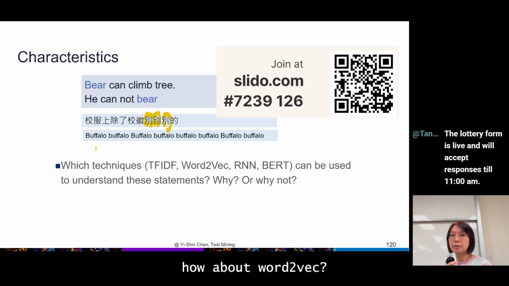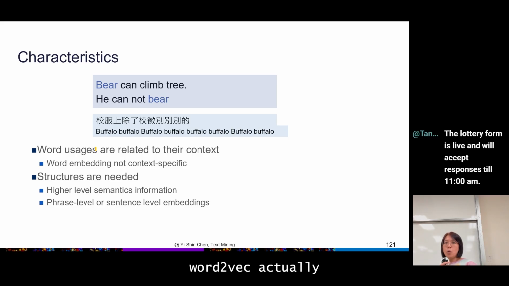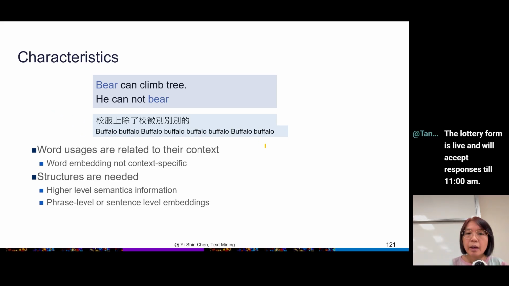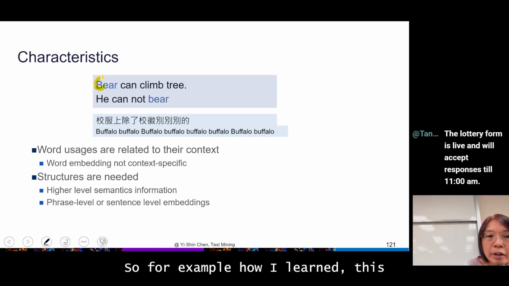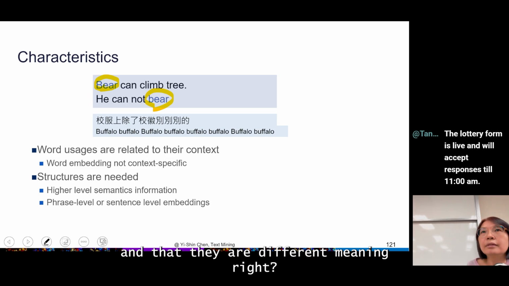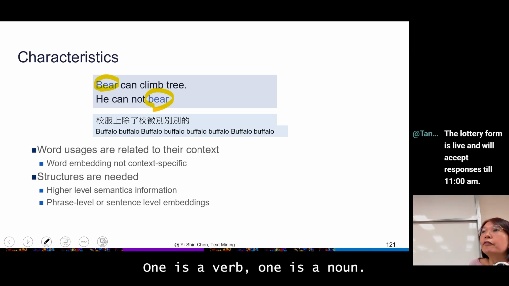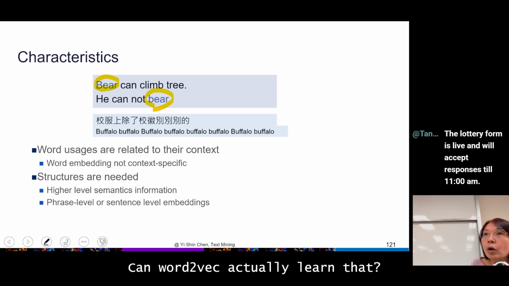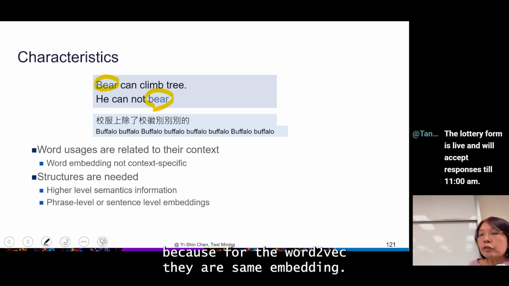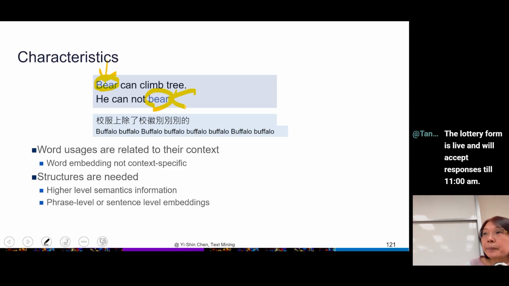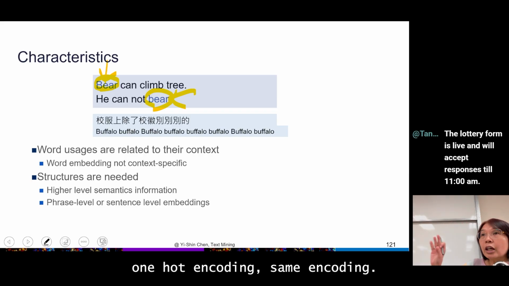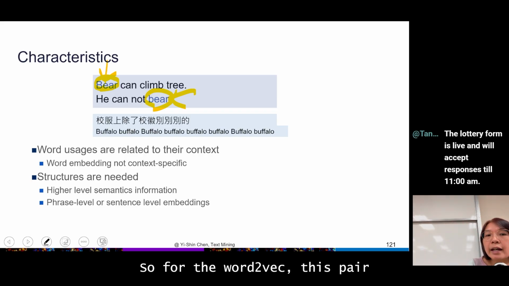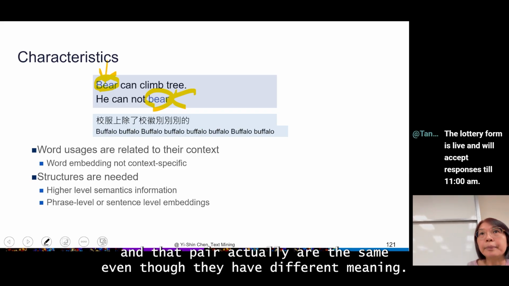How about word2vec? Okay, you need to know how word2vec tries to learn. For example, this and that have different meanings, right? One is a verb, one is a noun. Can word2vec actually learn that? The answer is no, because for word2vec they are the same embedding. Remember that they are the same one-hot encoding. Same encoding. So for word2vec, this bear and that bear are the same, even though they have different meanings.